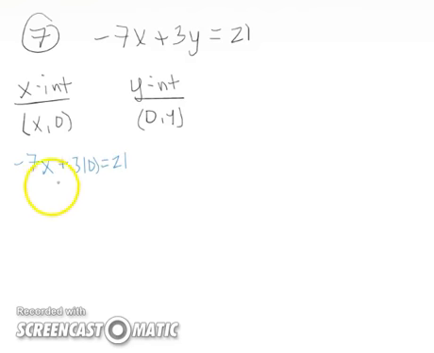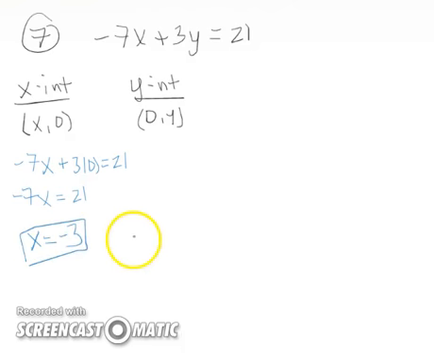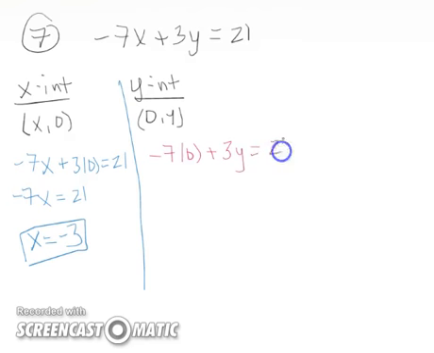So plug in 0 for y, that goes to 0. I end up with negative 7x equals 21. Divide by negative 7, and I get x equals negative 3. And there's our answer. X equals negative 3. On the other side, I'm going to plug in 0 for x. So I get negative 7 times 0, plus 3y equals 21. So this is going to go to 0, so I end up with 3y equals 21. When I divide by 3, I get y equals 7.